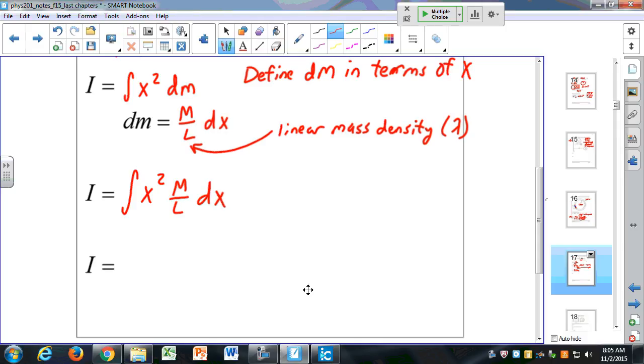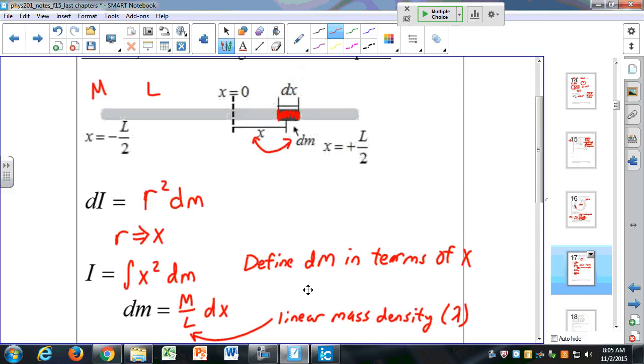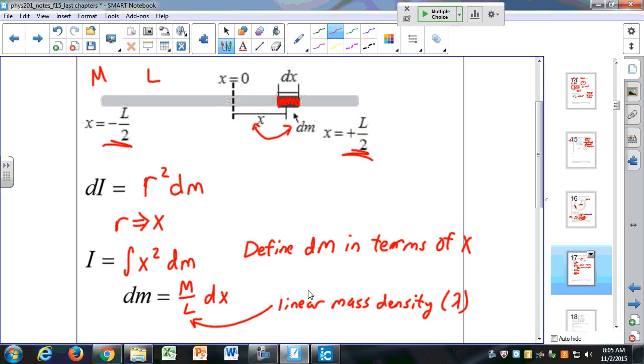M over L, this is the mass of the rod, this is the length of the rod. That does not change with x. So I can take that out of the integral. They're just numbers, they don't change. And so I'm left with M over L, integral of x squared dx. And then I'm going to integrate this from negative L over 2 to L over 2. That was based on how I defined the length of the rod. You might have different limits of integration, but it's easier in this case if you go from negative L over 2 to L over 2.